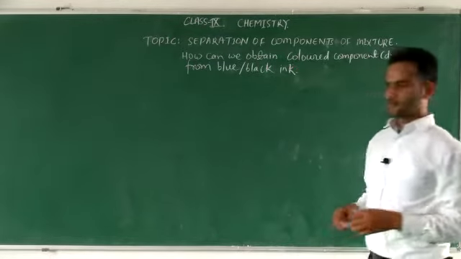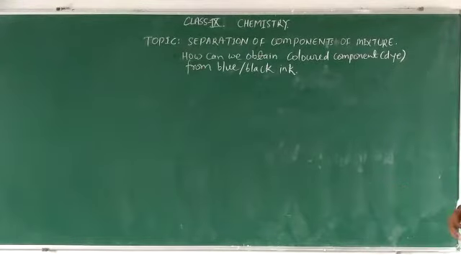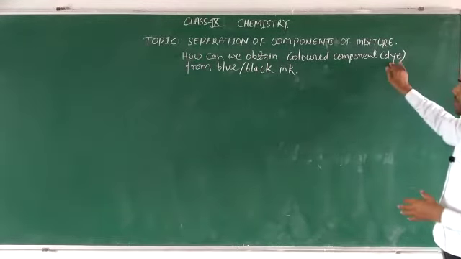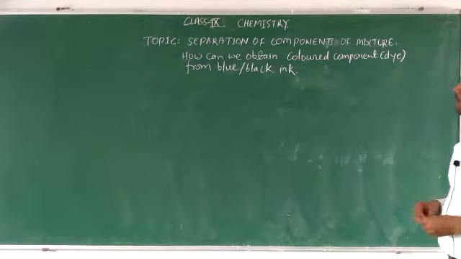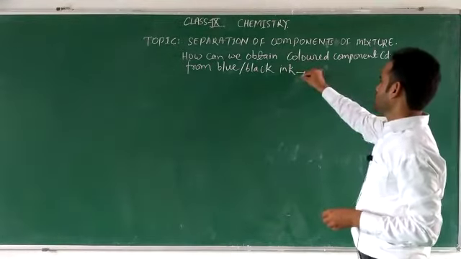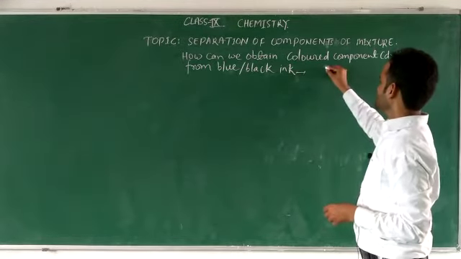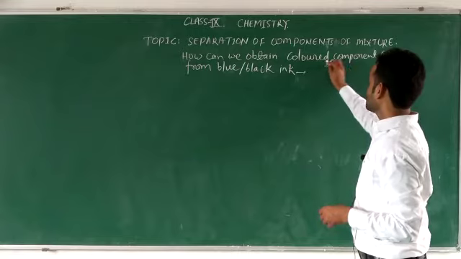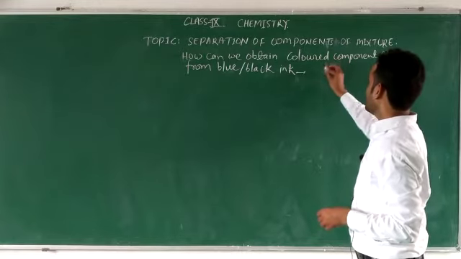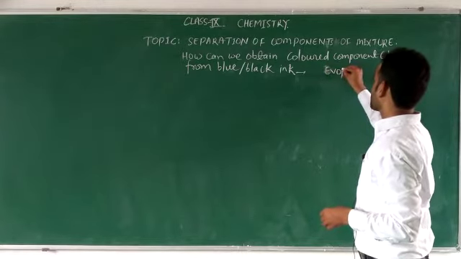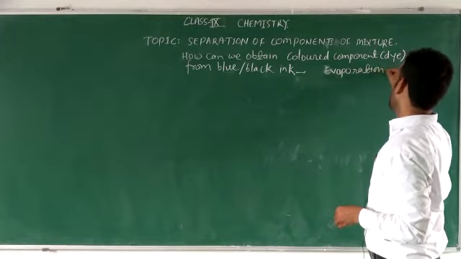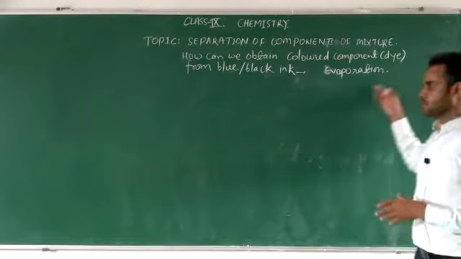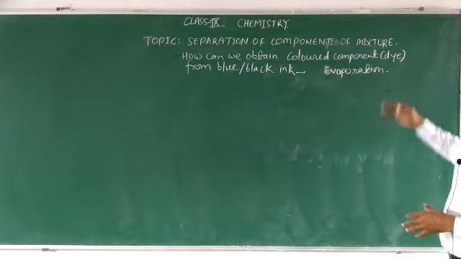In this case we should know that ink is not a pure substance, it is a mixture. It is a mixture of colored component, that is dye, which is added in the water. So how can we separate these two components? We use a technique that is called evaporation. So how can we use this evaporation method to separate these components?